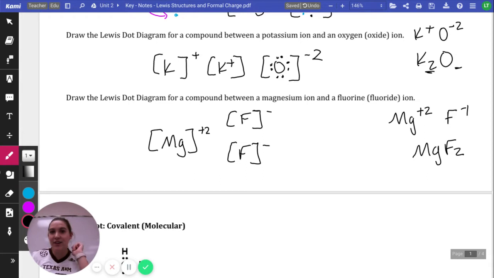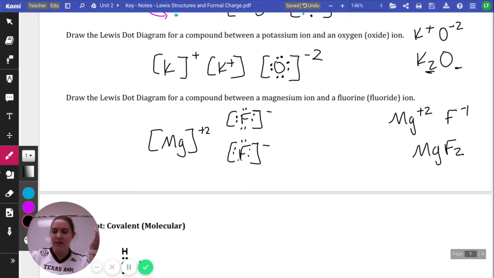Okay, guys, so hopefully you swapped, dropped, reduced, and we got our formula is MgF2. Since magnesium has that positive charge, it should have no valence electrons. Fluorine has that negative charge because it's gained 1, so each fluorine should have 8 valence electrons drawn around it, bracketed with the -1 charge outside. And that's how you draw ionic Lewis structures. I think they're pretty easy.